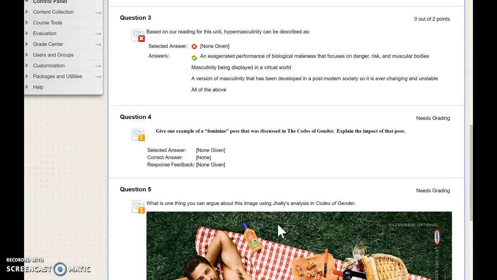All right, one example of a feminine pose that was discussed in the Codes of Gender. Most of you really nailed this, and it was typically twofold. So one, people would argue that it was those vulnerable poses where the women were lying down, where they were off balance, where they were touching themselves in some way to show danger and that they were at risk. There were also the infantilized poses where women were dressed and posed as children. And both of those mean that women are in need of care and that they are the weaker sex and things like that. And most of you did really well with that.